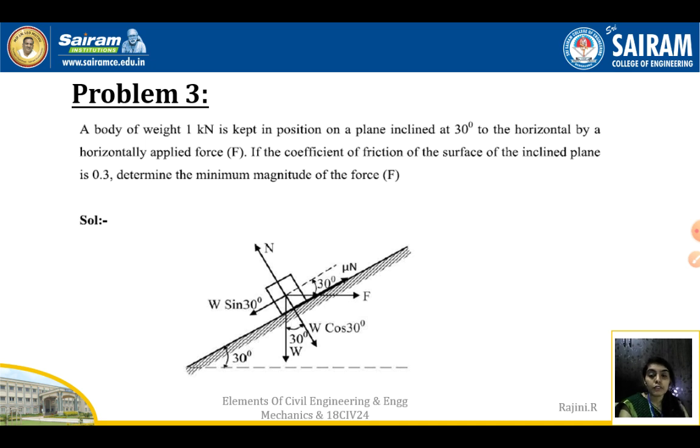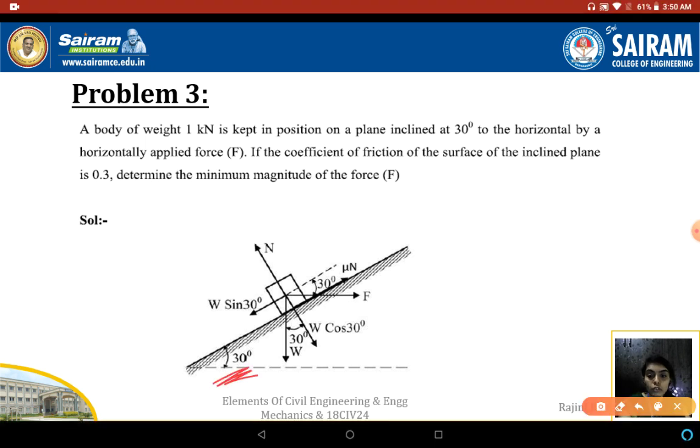You can see in the figure we have already marked all the forces. According to the problem, we only have a 1 kilonewton weight of one block, and it is inclined at 30 degrees. That's it. So this force F we need to mark, and the weight. See, the weight they have marked exactly vertical. So don't consider it as an inclined plane. Please always mark this weight as exactly vertical.